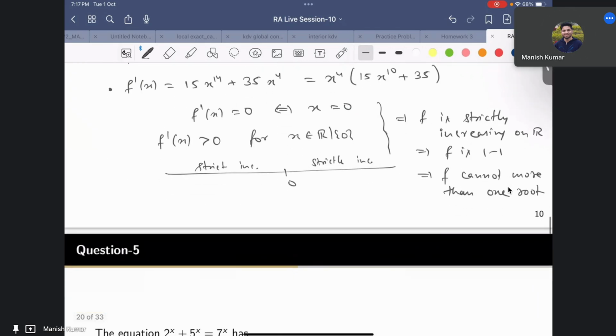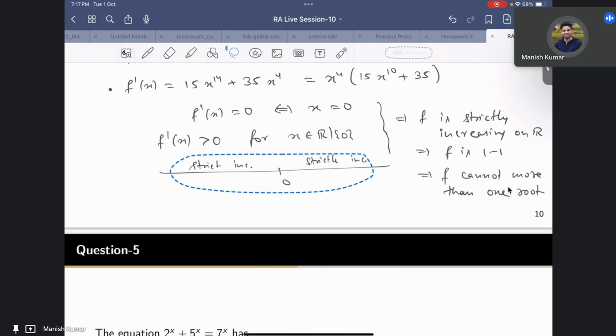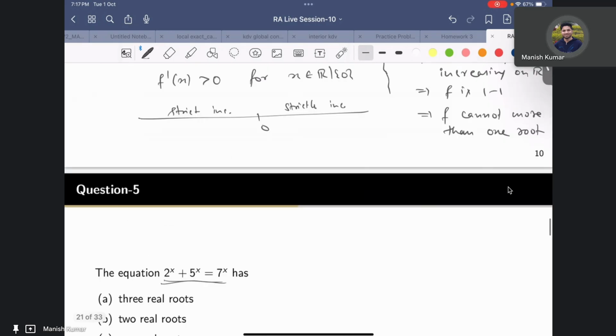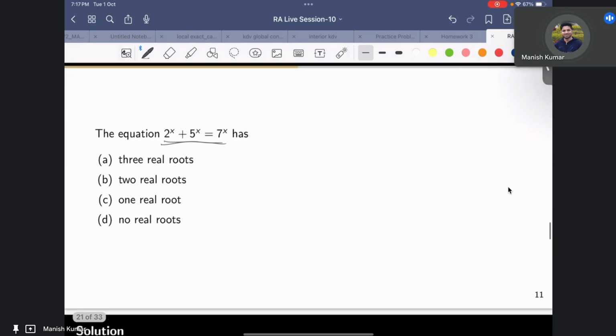Okay, so now let us come to this next problem. Again we have to talk about the roots. So here you have this kind of equation. Do you know the answer of this problem? One real root, sir. One real root. Okay, so how do you prove this one? Any idea?